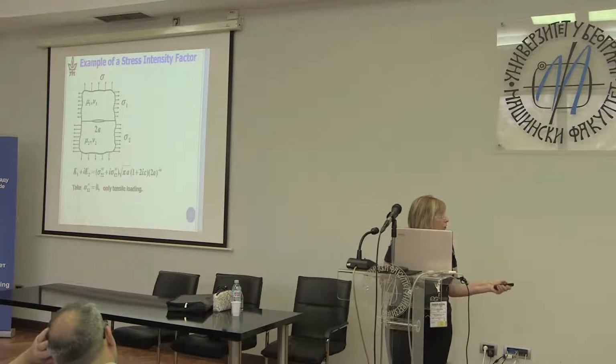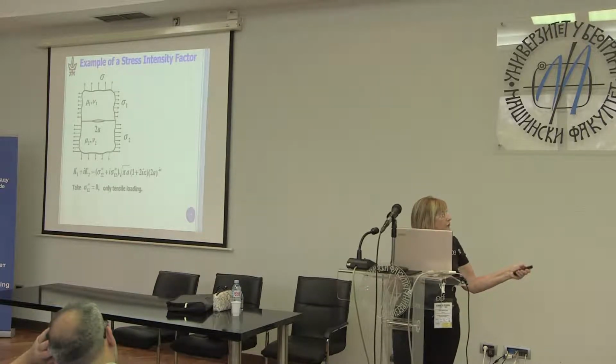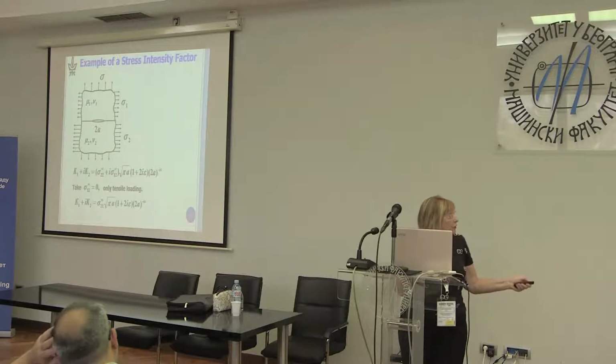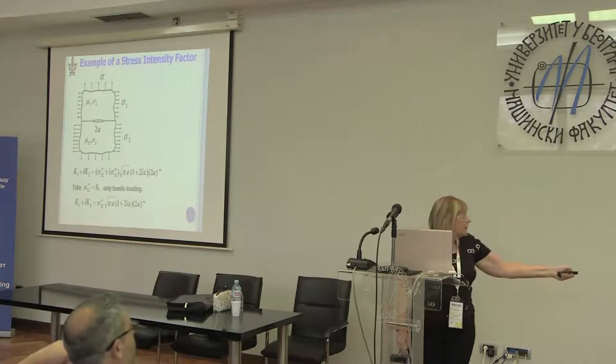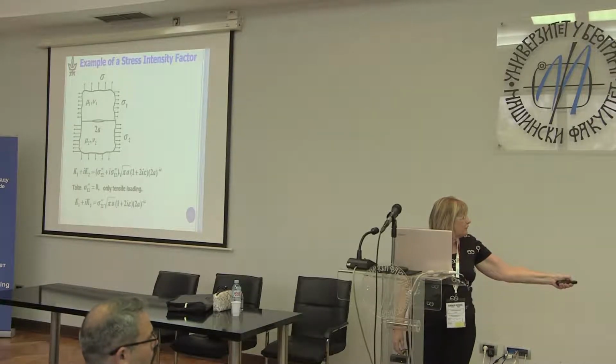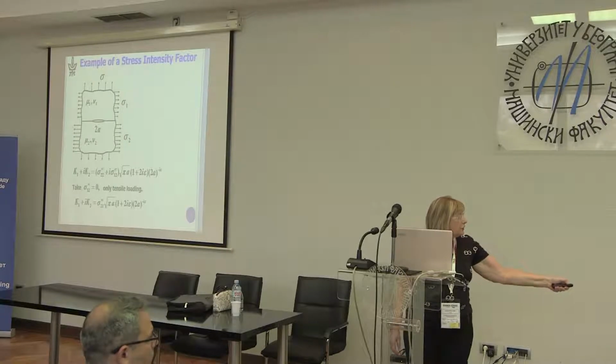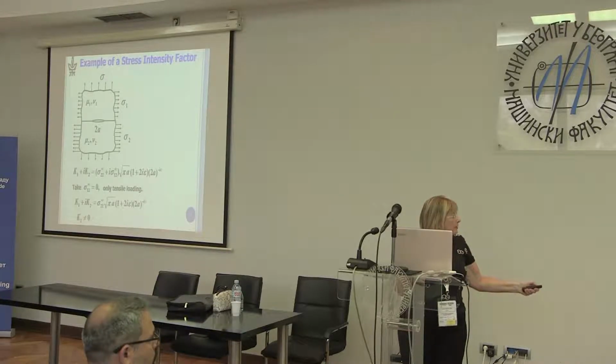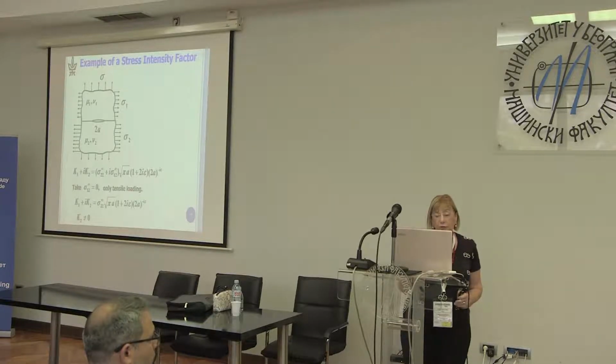So you note that sigma 1 is 0, and so we only have tensile loading. We don't have shear loading far from the crack. And so now we have a complex stress intensity factor, just as we were speaking. Of course, epsilon is a small number, but K2 is not equal to 0. So if we have tensile loading, K2 is not equal to 0.